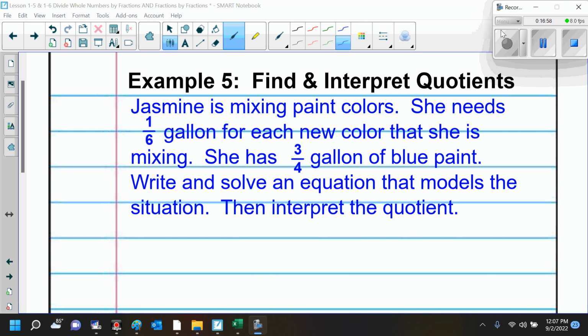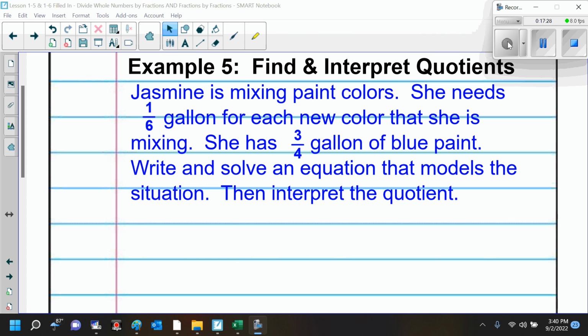So example 5 says, find and interpret quotients. It says Jasmine is mixing paint colors. She needs 1/6 gallon for each new color that she is mixing. She has 3/4 gallon of blue paint. Write and solve an equation that models the situation. Then interpret the quotient. Remember, you need to decide what it is you're starting with.